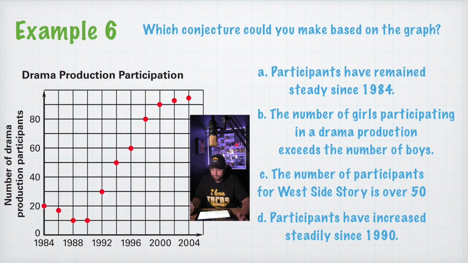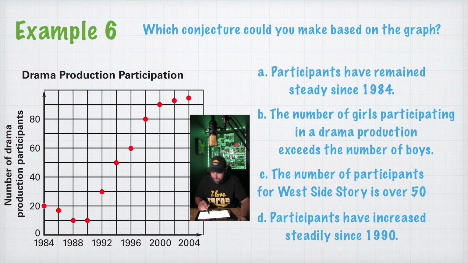So, example 6, our final example for the day, and then we're done. Which conjecture could you make based on the graph? So here we have a graph, which is the drama production participants. Our y-axis is showing us the number of drama production participants, and it's going up by tens. And then the years that they had the productions. Okay, so let's just go ahead and read through these.